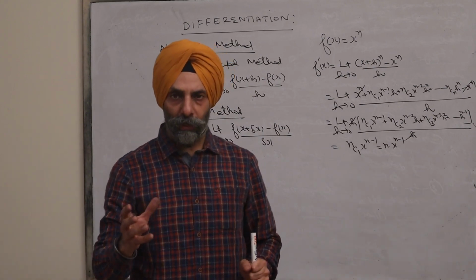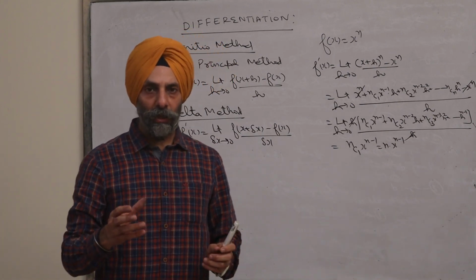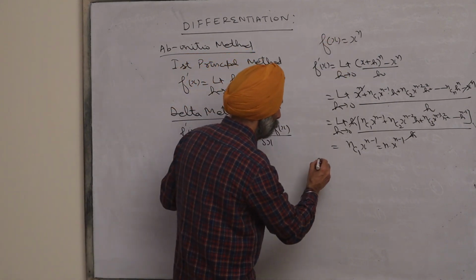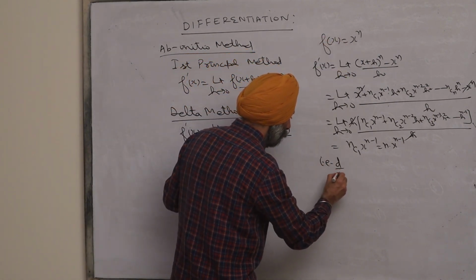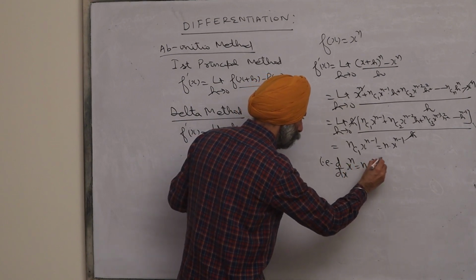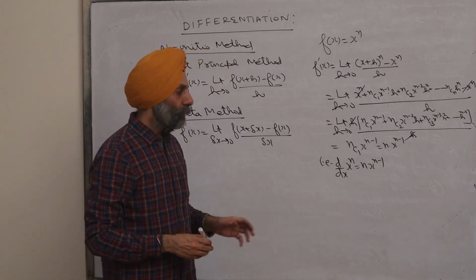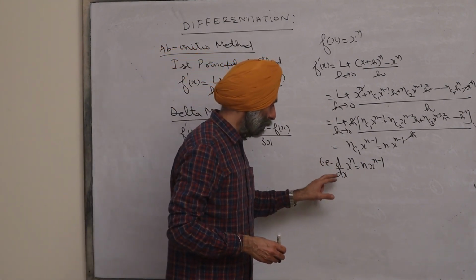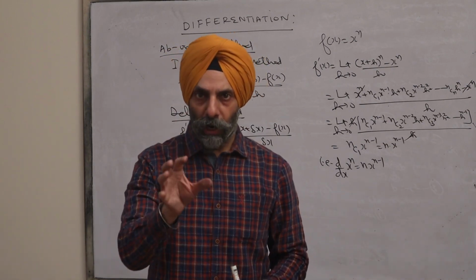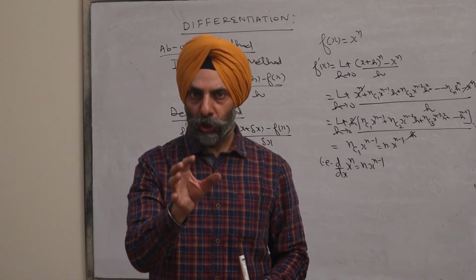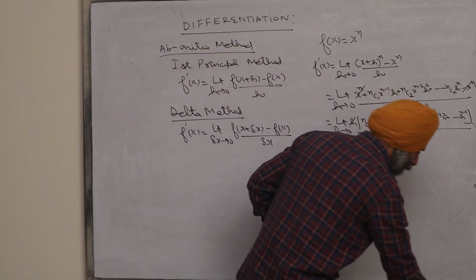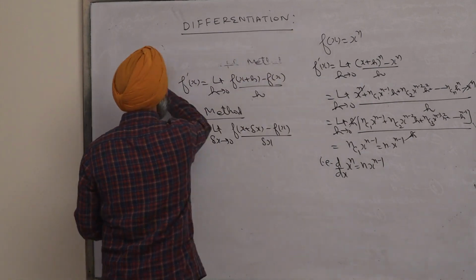So this way we get the formula for the differentiation. That is d over dx of x raised to power n is nx raised to power n minus 1. So we write down the formula, that is d over dx of x raised to power n. That means we are differentiating the function x raised to power n with respect to x, and what is the answer? Answer is nx raised to power n minus 1.